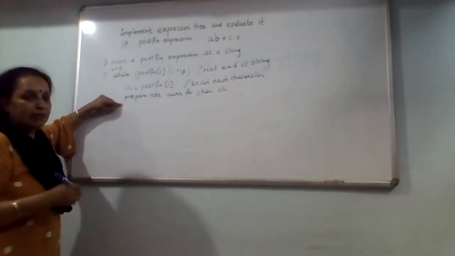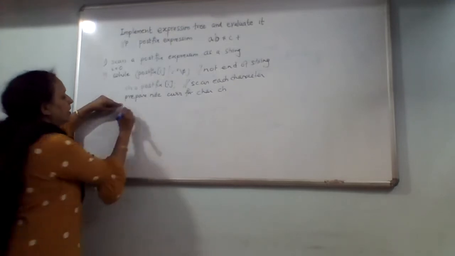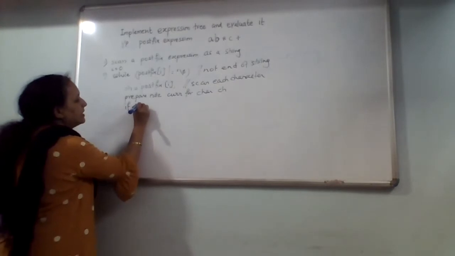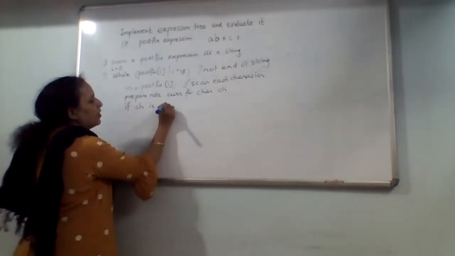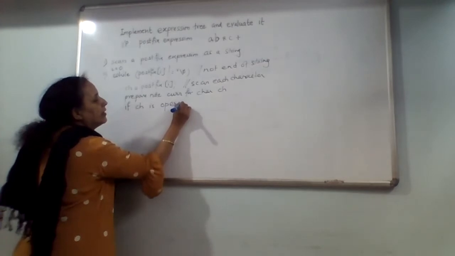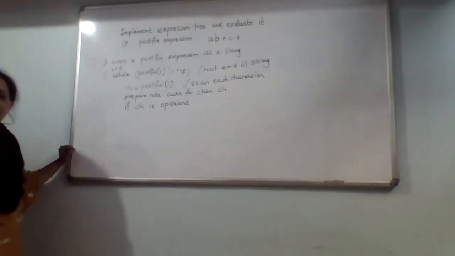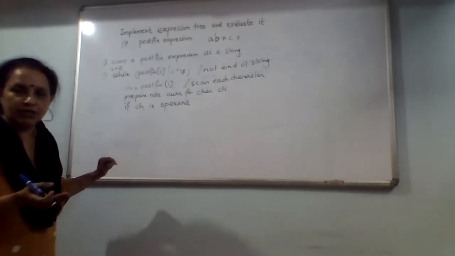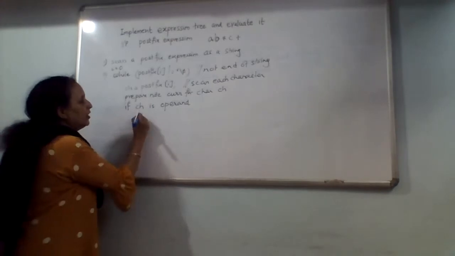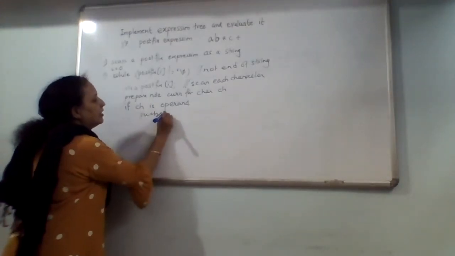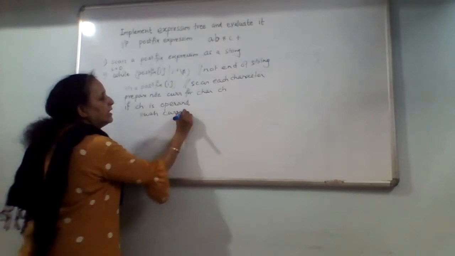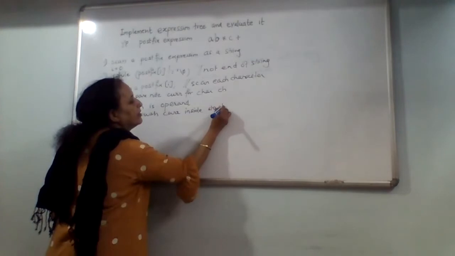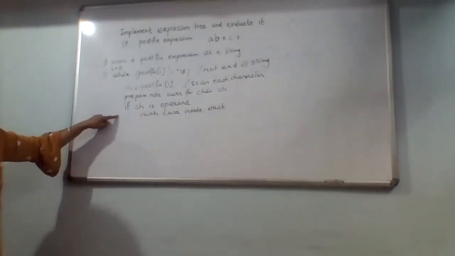Now this character may be an operand or an operator. So if this ch is an operand, then what you have to do? Operand means if it is greater than or equal to A and less than or equal to Z, then what you have to say? You have to push current, that is the node, inside the stack. Then we have to push inside the stack.